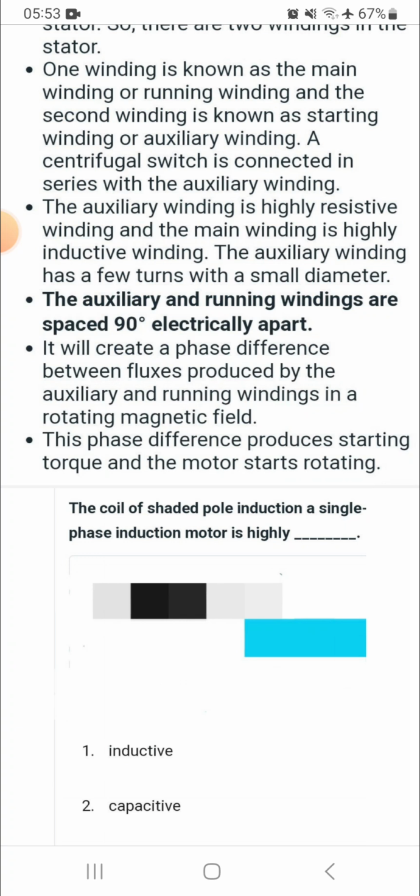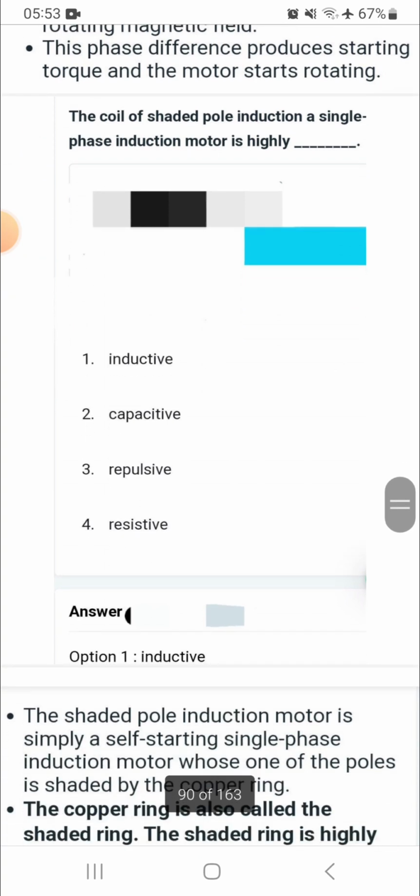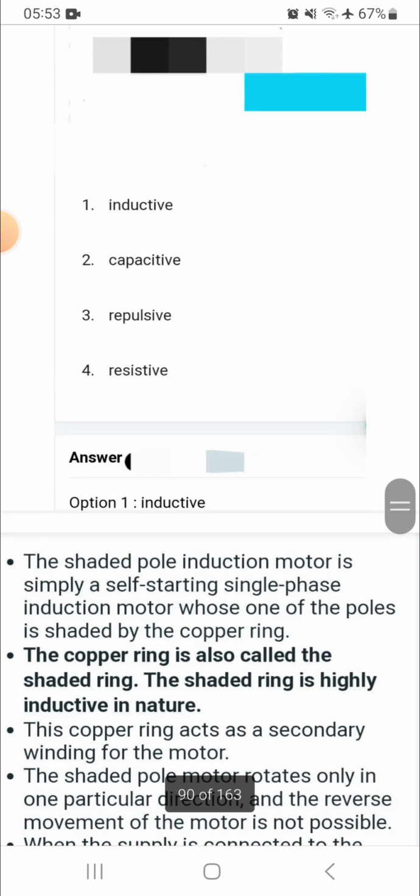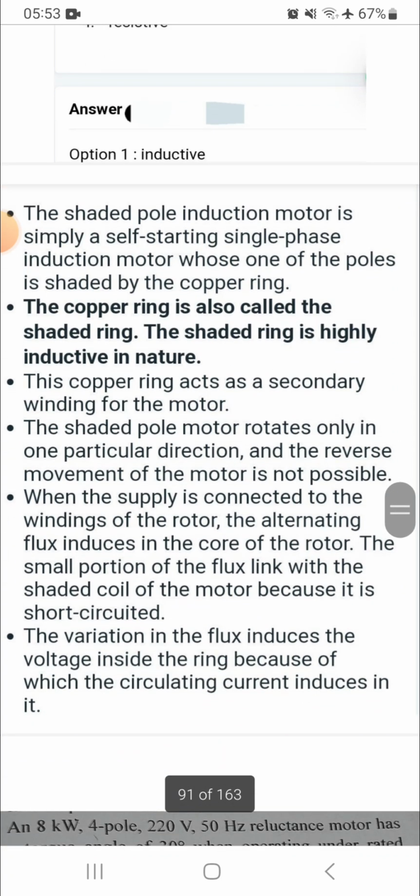The coil of a shaded pole single phase induction motor is highly inductive. The shaded pole induction motor is simply a self starting single phase induction motor whose one of the poles is shaded by a copper ring. The copper ring is also called the shaded ring. The shaded ring is highly inductive in nature. This copper ring acts as a secondary winding for the motor.